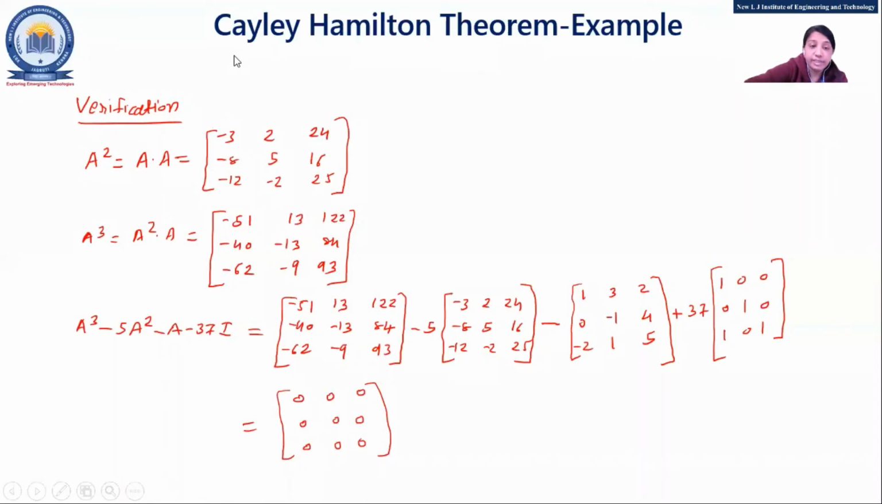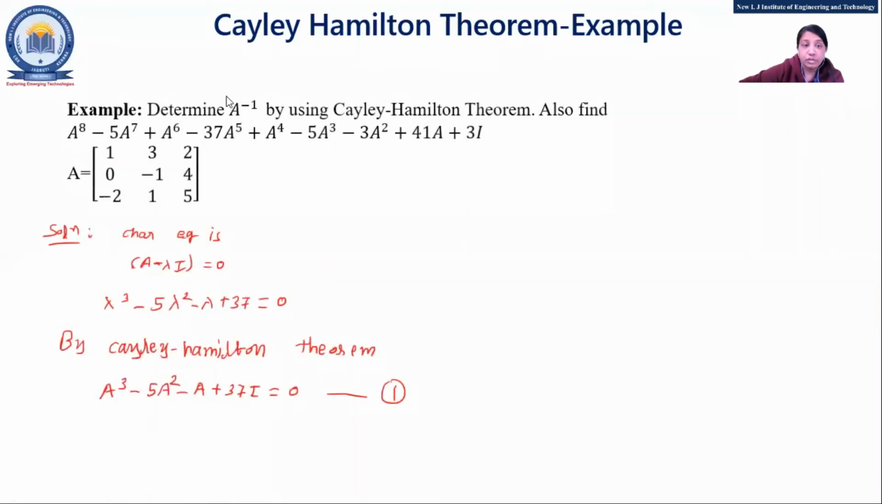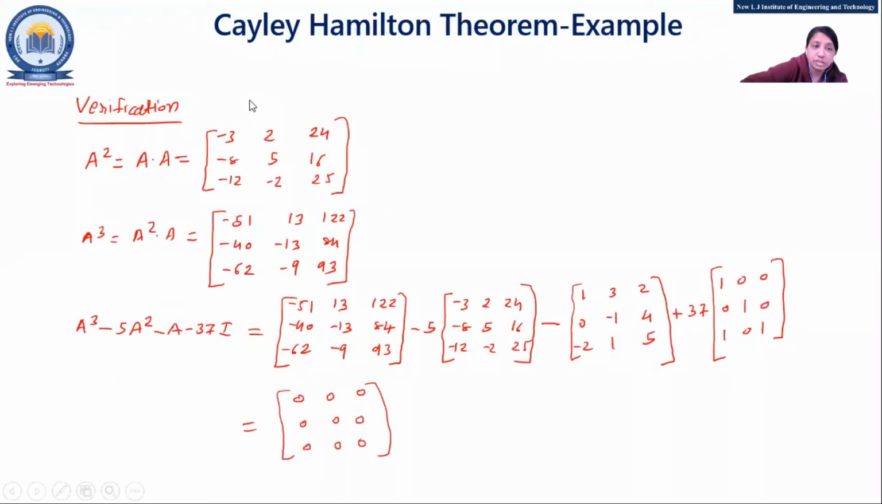Okay. Now, to determine the A inverse, we need to first show that the statement given by Cayley-Hamilton is verified or not. That means we first need to check that. If we find that it is satisfied, then we go for A inverse. So the first step is verification. So this is my Cayley-Hamilton statement.